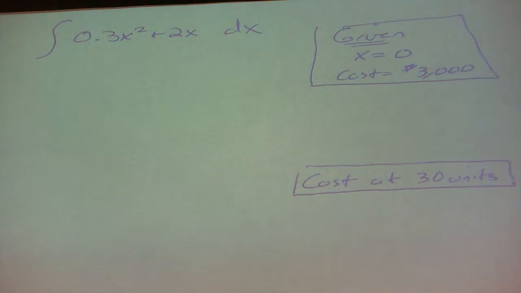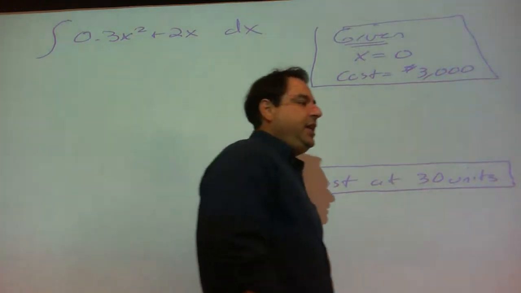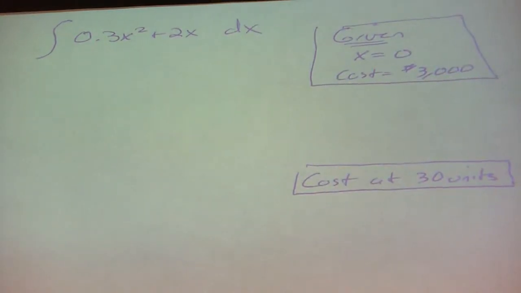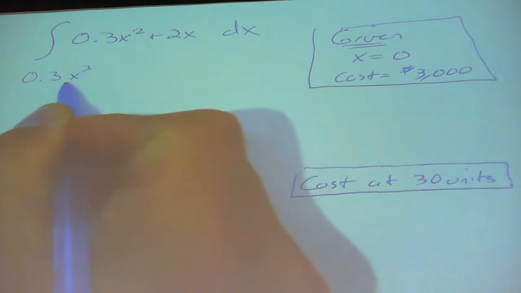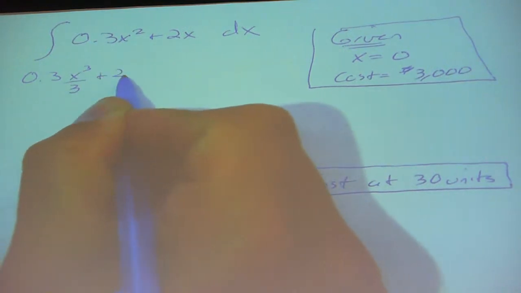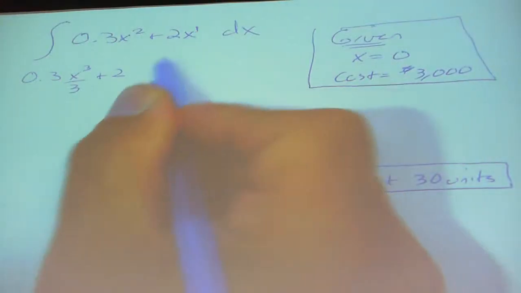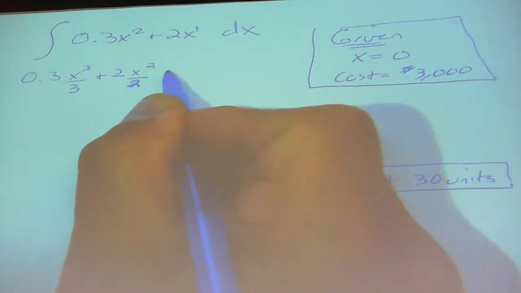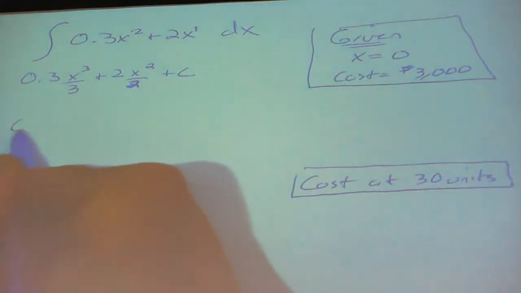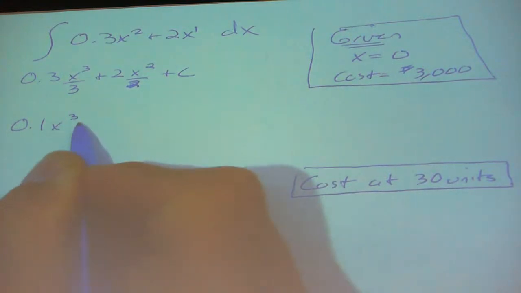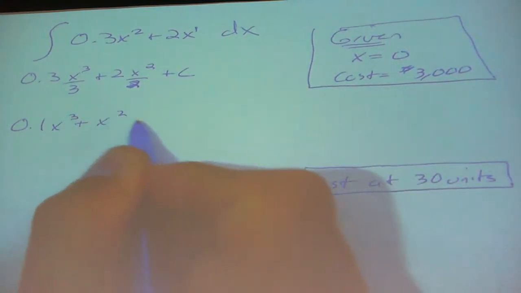Okay, let's just see how we're doing on the first step. Let's see if we took the integral correctly. Because if the integral's off, then everything else is off. So, the 0.3 stays in front. What's the integral of x squared? X cubed over 3. The 2 stays in front. What's the integral of x to the 1? X squared over 2. Don't forget your plus c. And if you do 0.3 divided by 3, that gives you 0.1 x to the third. 2 divided by 2 is 1, x squared plus c.